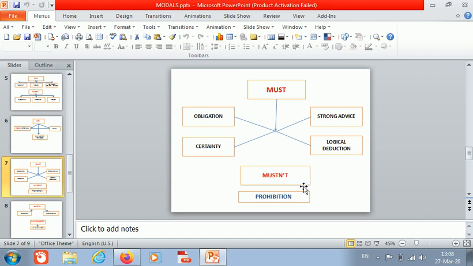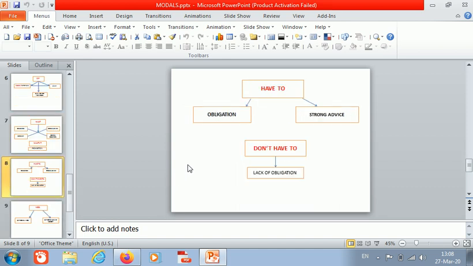And we pass to the other one, mustn't, and it is used for prohibition. What is prohibition? It is not allowed or forbidden to do something. For example, you mustn't smoke in hospitals, which means it is not allowed and it is forbidden to smoke in hospitals.